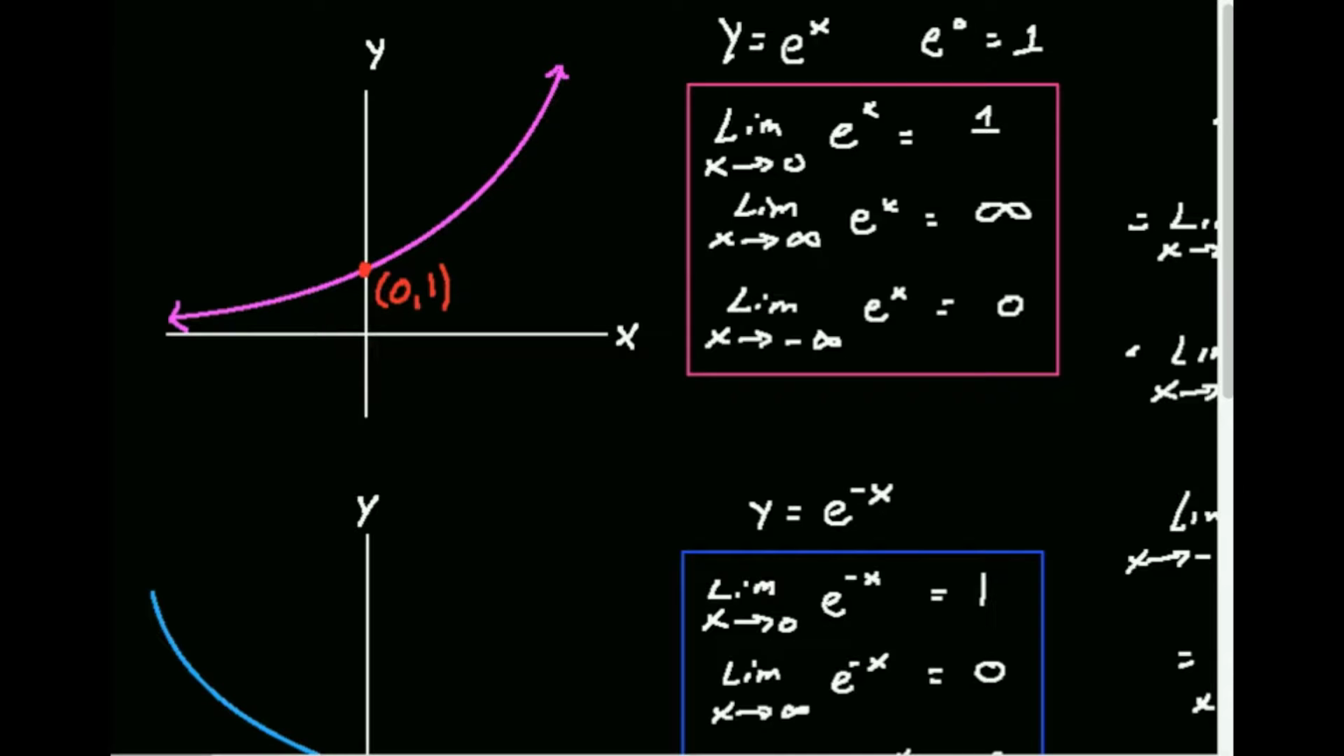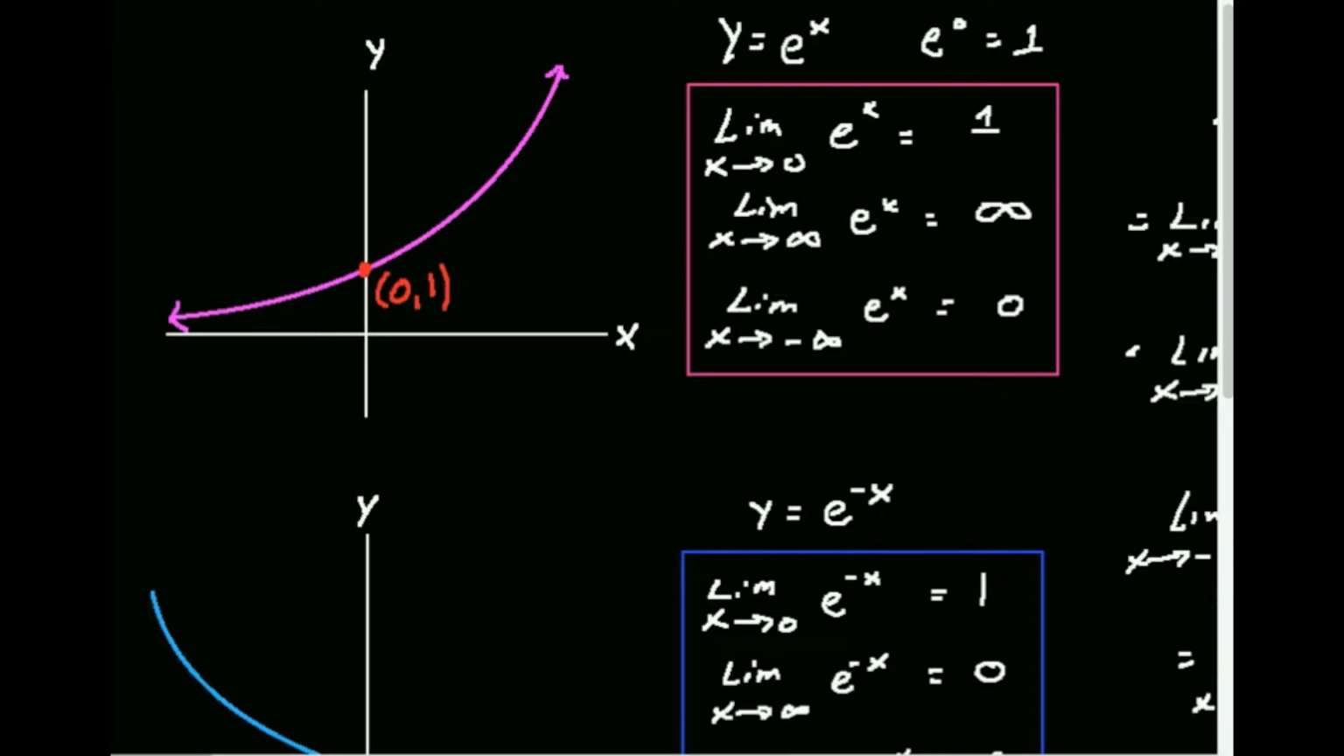The limit as x goes to infinity: well, that means x is going farther and farther to the right on the x-axis. And you can see, hopefully, that e to the x is going to get larger and larger and larger, and it's never going to stop growing. So as you go to infinity on the x-axis in the right direction, the limit as x goes to infinity of e to the x is just infinity.